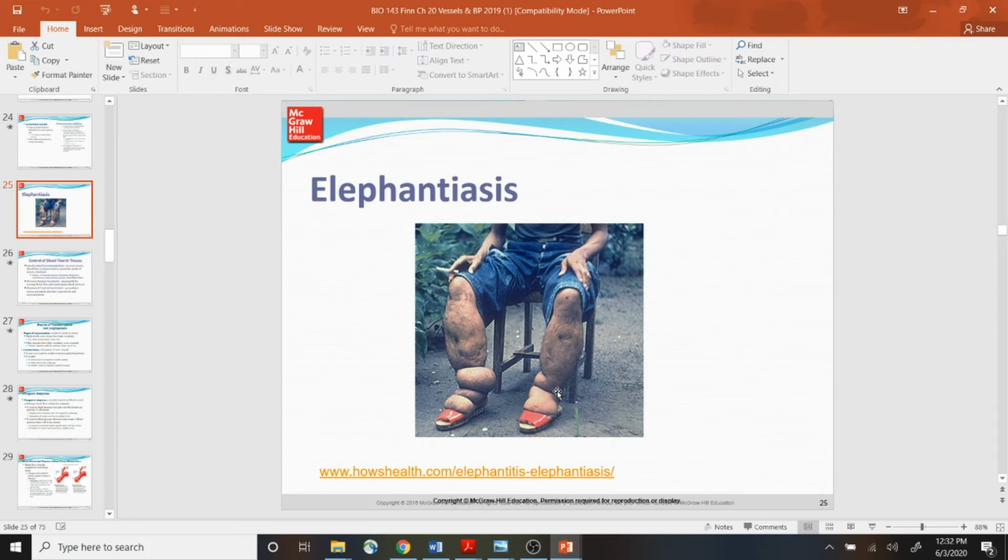Now this man has probably had this disorder for a long period of time. You can see the extreme edema in his feet and legs, where you can almost not make out his toes. Elephantiasis can be treated with an antiparasitic drug. But most likely the individual you see here lives in an area where he does not have access to adequate medical care, which is so unfortunate.